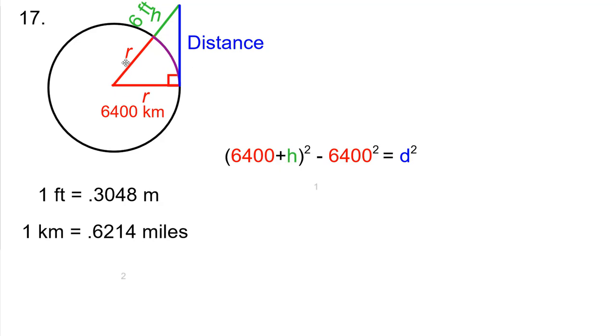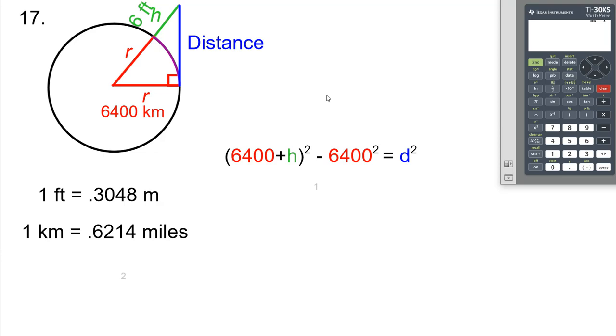Now, the other thing is we can't just do 6,400 plus 6 because these are in different units. We have kilometers and feet. So we're going to have to do a few conversions here. Don't freak out. That's what our calculator is for. So I've also got the conversion values down here. So if we want to go from feet to meters, we have to multiply by that value. So let me go ahead and do that with my calculator real quick. So we want to know what is 6 feet times 0.3048. So that's going to be about 1.8 meters. And so if I'm 6 feet tall, I'm about 1.8 meters tall.